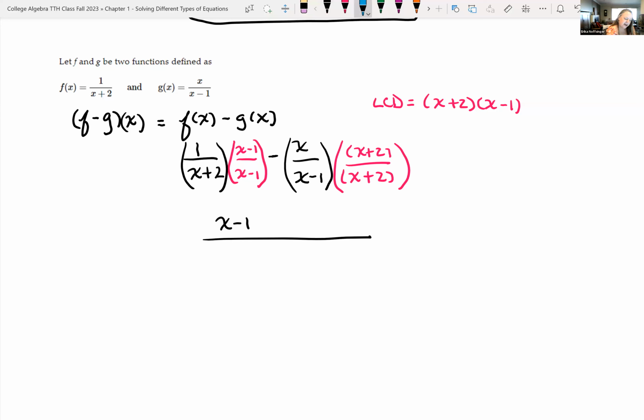For the second fraction, carry the negative, the sign outside. So let's carry the negative and distribute negative x to x plus 2. So negative x times x gives us negative x squared, and negative x times 2 gives us minus 2x, all over our LCD of x plus 2, x minus 1.